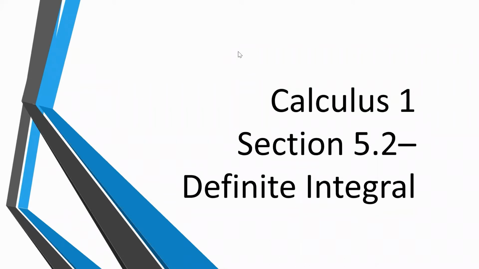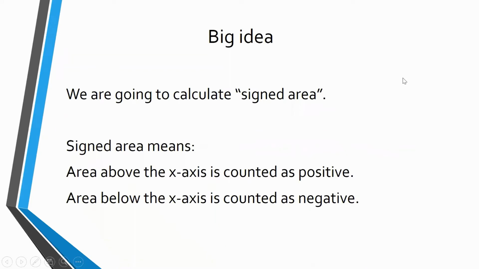In this section, we're going to talk about the definite integral. If you recall, in the last section, we dealt with the indefinite integral, which meant we were finding the class of antiderivatives. Well, the definite integral means something very different, although we'll see later that it's connected. The big idea here is that the definite integral is going to calculate what's known as signed area.